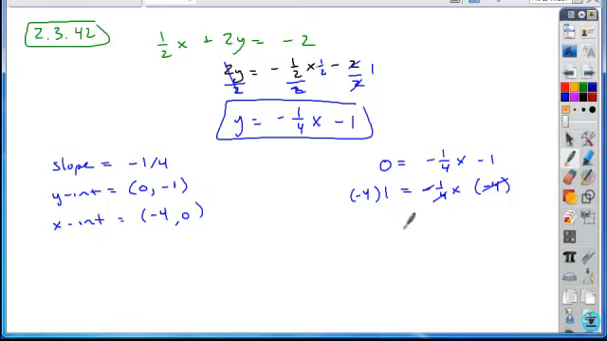And now if you look at these, again, we can sketch this. We have 0, -1. We have -4, 0. And just by looking at these two points, you can see the tendency of your graph. And so the graph is going to fall. You can see that the slope is down 1 over 4.